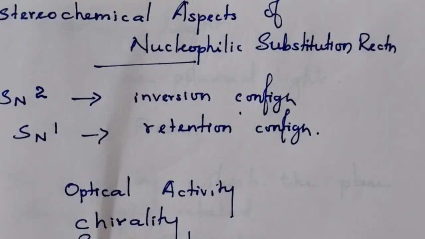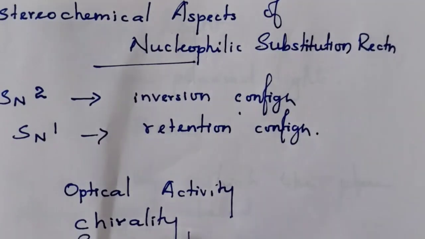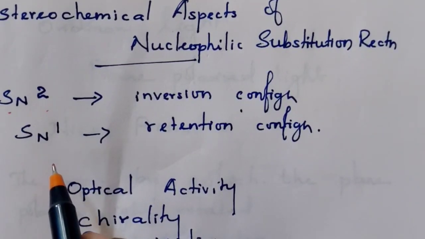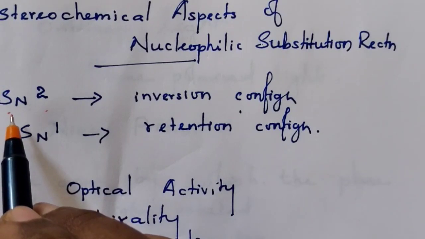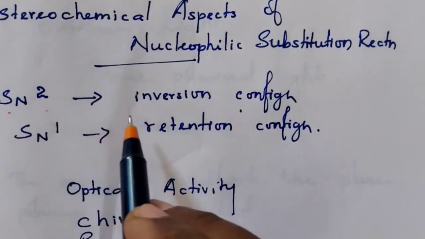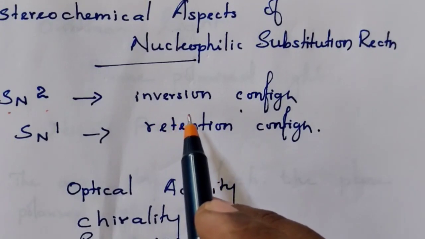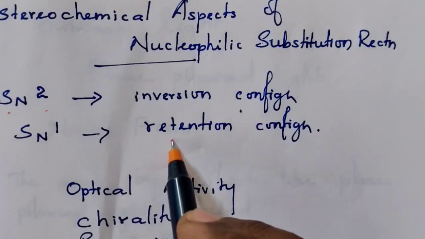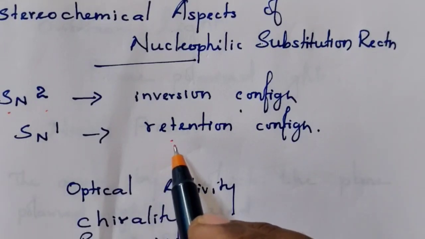Stereochemical aspects of nucleophilic substitution reaction. We are now studying nucleophilic substitution reaction. We studied that nucleophilic substitution reaction follows two mechanisms: one is the SN2 mechanism, another one is the SN1 mechanism. We also studied that the SN2 reaction proceeds with inversion of configuration, whereas the SN1 reaction proceeds with retention of configuration.